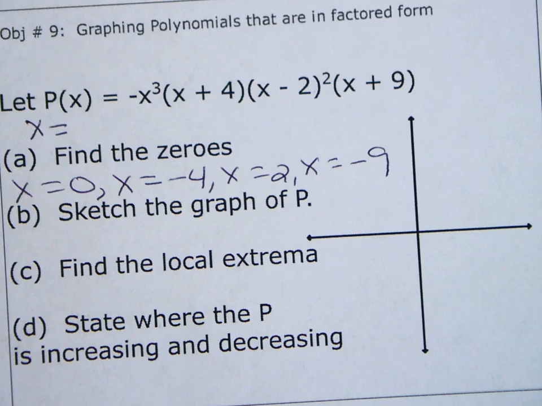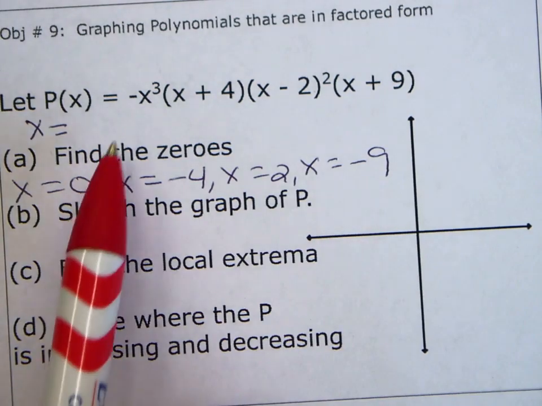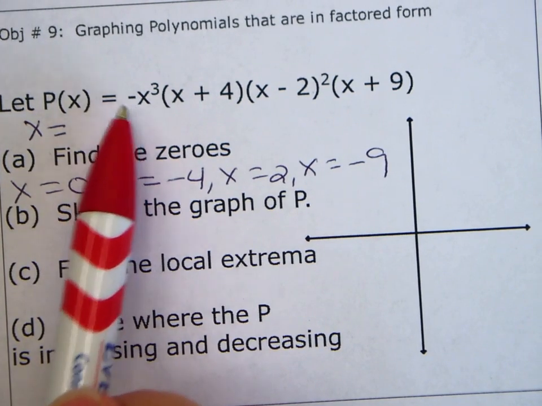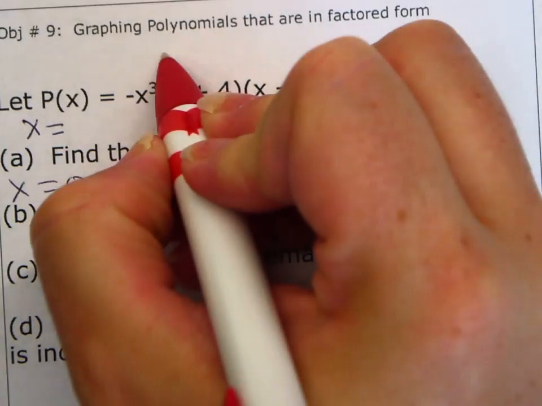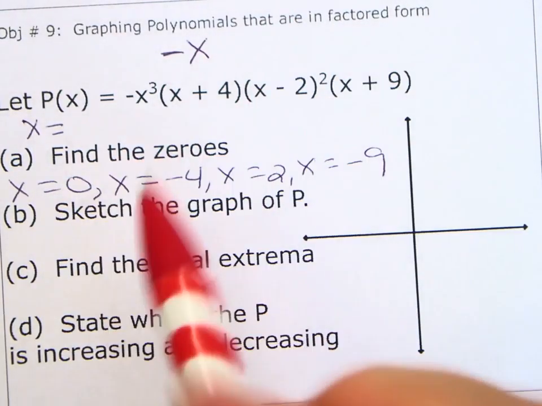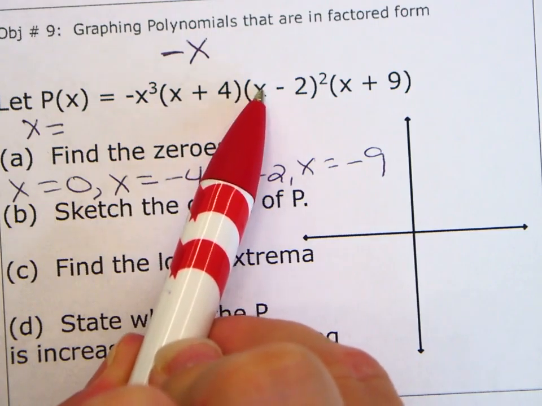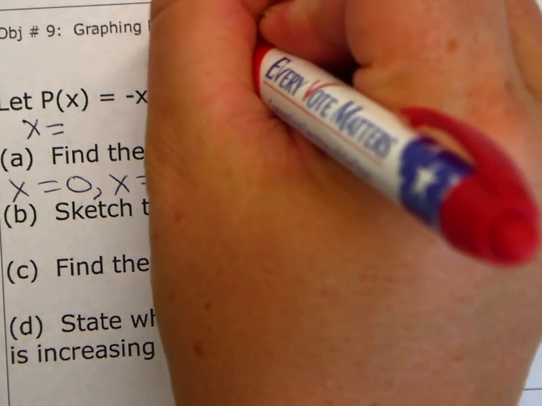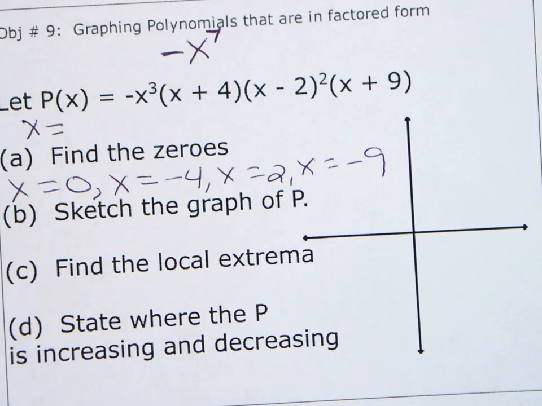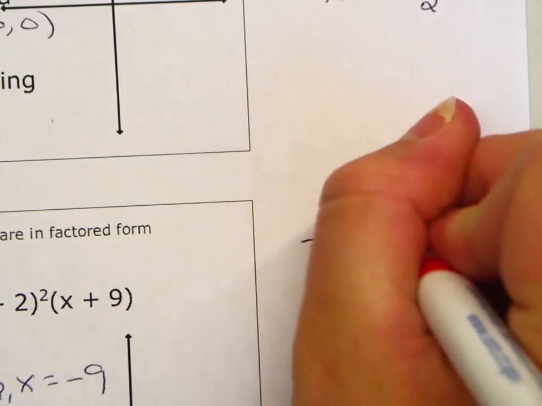Okay. Now, what is my degree? Now, pay attention to that negative. That makes a big difference. So I'm going to say it's negative x. I have 3, 4, 5, 6, 7. X to the 7th. What's that going to mean? That means my graphs are going to be going in opposite directions. Okay? So I have negative x to the 7th.